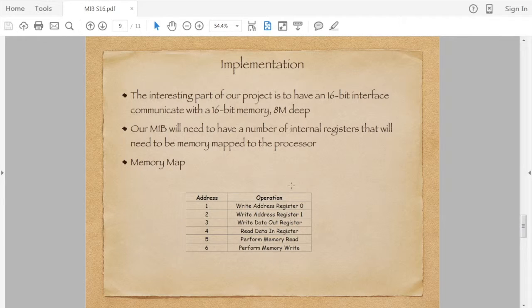Then we have to write the data that we want written to the memory. Then we'll have a read data register, and then we have to tell the state machine to perform a read or tell the state machine to perform a write. So these addresses are the address decodes of the MicroBlaze. What we have right now is address 0 we're using for the UART. And so now we just follow right along. These addresses will be used for the memory interface block.